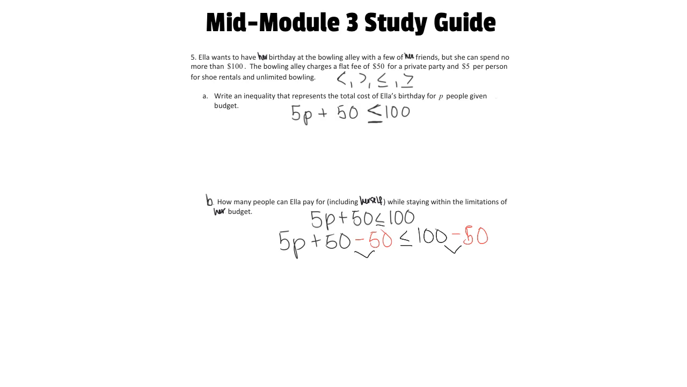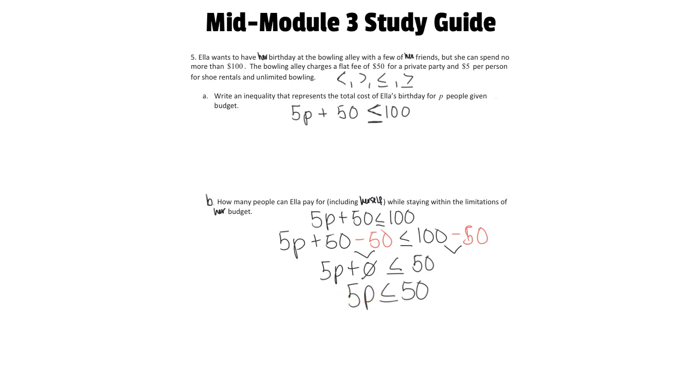And now I'm going to have the inequality of 5P plus 0 is less than or equal to 50, because 100 minus 50 gives us 50. Now I know that 5P is less than or equal to 50. Again, I'm still trying to get P by itself, so I need to somehow turn 5P into 1P. To do that, I'm going to look at 5P and tell myself that it is a multiplication problem because 5P means 5 times P.